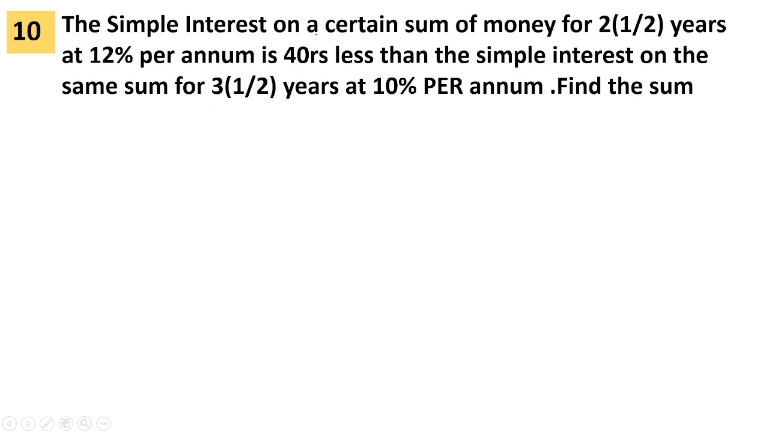Let's move towards the next one. This is also an important one. So first read the question. The simple interest on a certain sum of money for 2.5 years at 12% per annum is 40 rupees less than the simple interest on the same sum for 3.5 years at 10% per annum. The sum will be P for both.